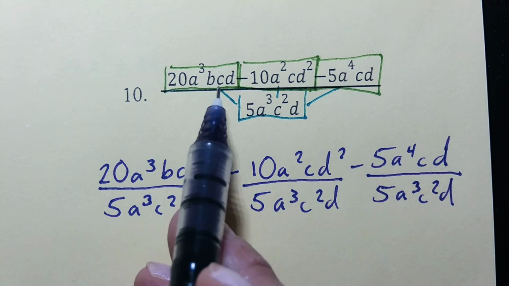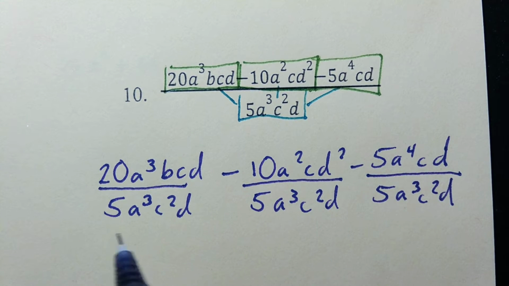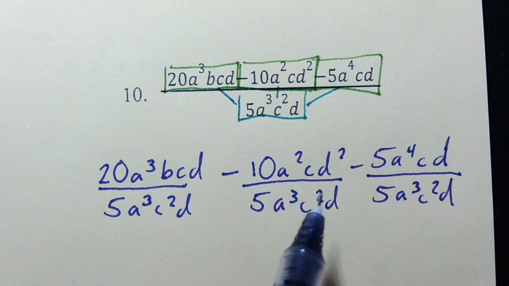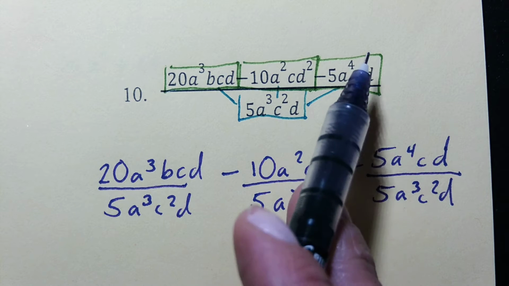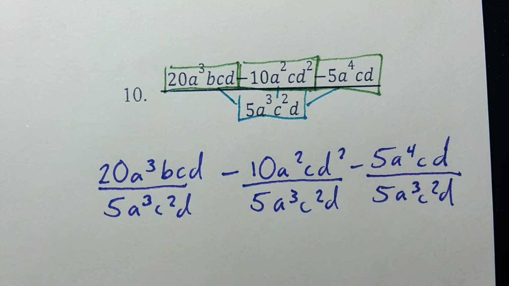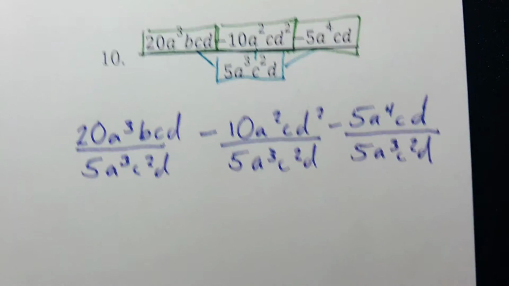So I'm showing taking the top chunk divided by 5a cubed c squared d. The second chunk, I'm just checking myself here, divided by 5a cubed c squared d, minus 5a 4cd divided by chunk 5a cubed c squared d. So now we have broken this up into 3 mini problems similar to the ones that we did above. So I've got this stuff that needs to be simplified, this stuff that needs to be simplified, and that stuff.